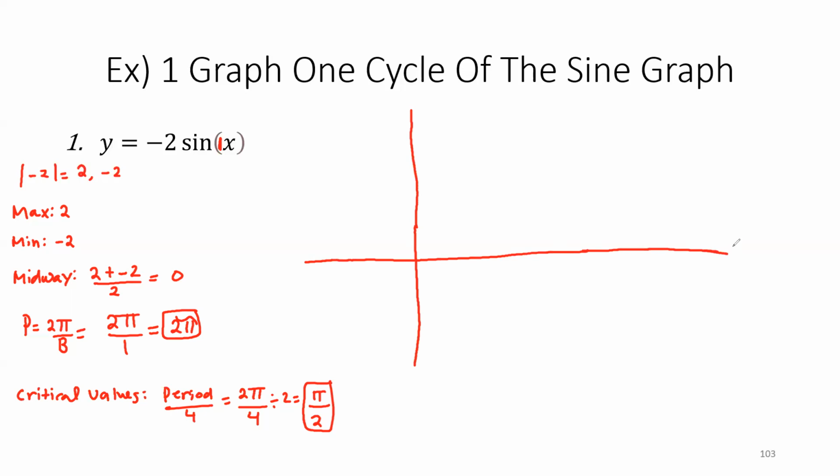Okay, so we only have to graph one cycle. That's good. Our max is 2, so it's going to be 1, 2, and our min is -2, -1, -2. What we need is our critical values, so it's going to be pi over 2. And then you just keep on adding pi over 2. So pi over 2 plus pi over 2 is 2 pi over 2, which is pi. Keep on adding.